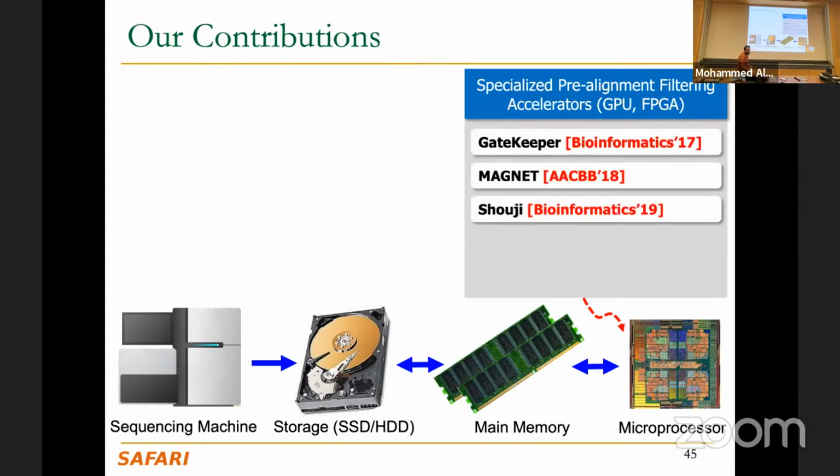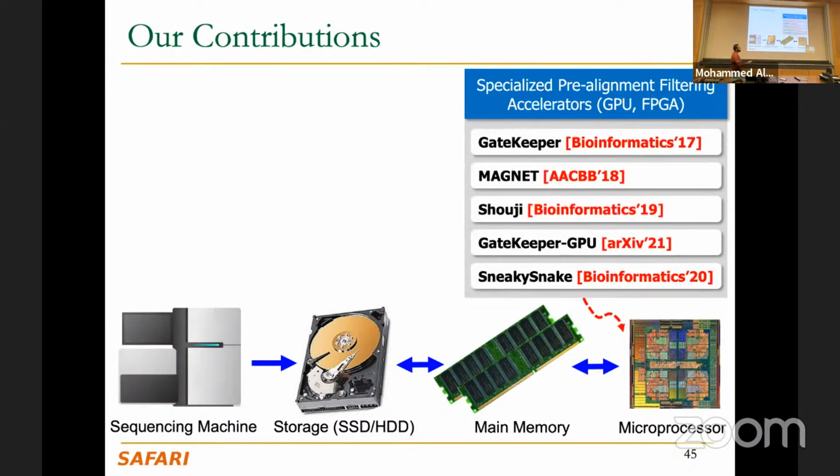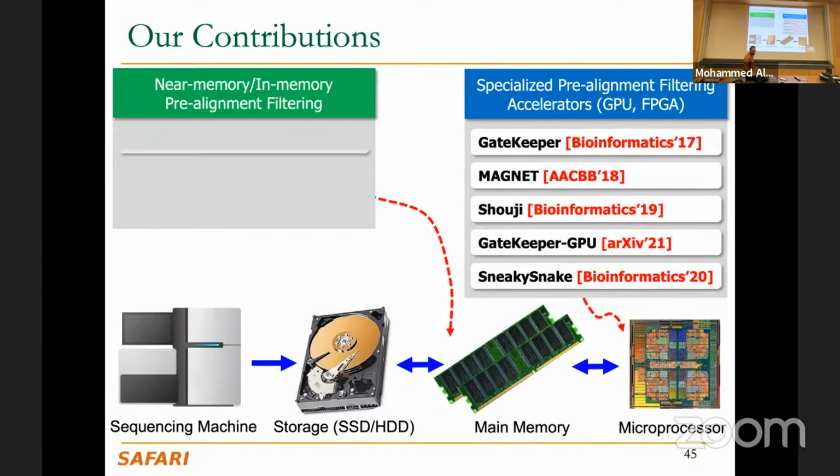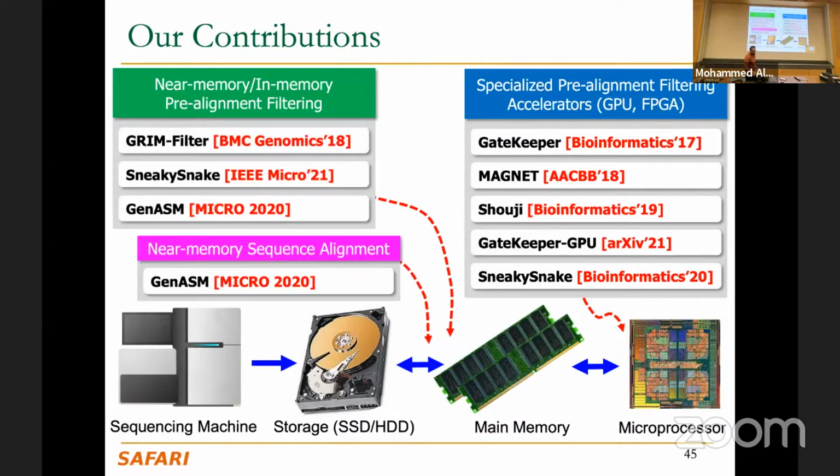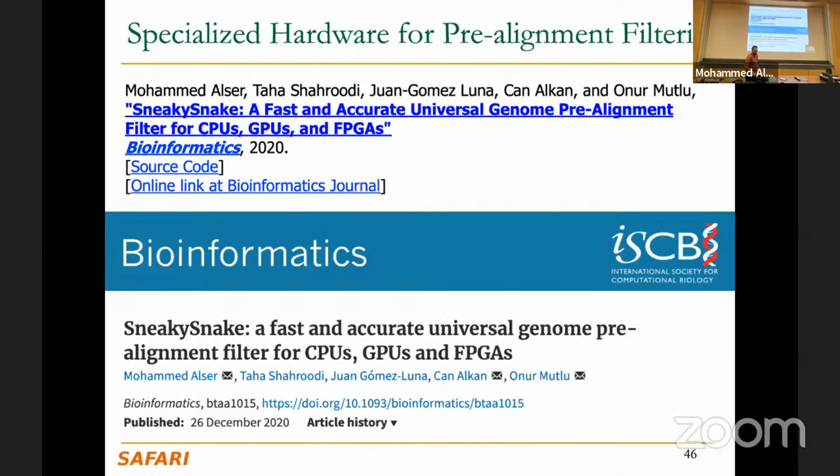So there are multiple works on hardware accelerators, such as GPU and FPGA, that replace the CPU, where you can move the data from the main memory to these accelerators. We have also some work on processing in memory or near memory. And we have also near memory for doing sequence alignment, but also this year we have something near storage or inside storage that I'm going to show you in a few slides.